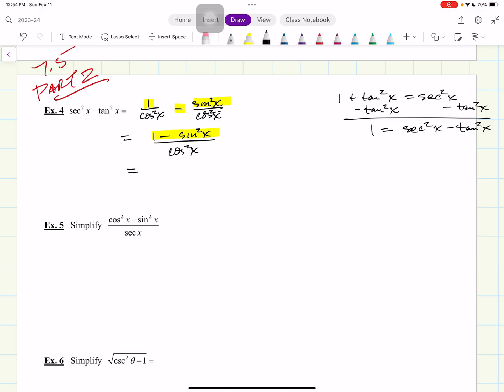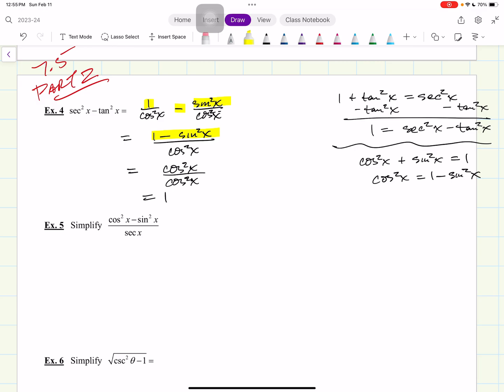And guess what? We also know another main identity. Your main Pythagorean identity goes like this: cosine squared x plus sine squared x is equal to 1. Well, if you subtract sine squared x, that tells you that cosine squared x is equal to 1 minus sine squared x. So the numerator is just cosine squared x. And when you divide it by itself, you get 1.